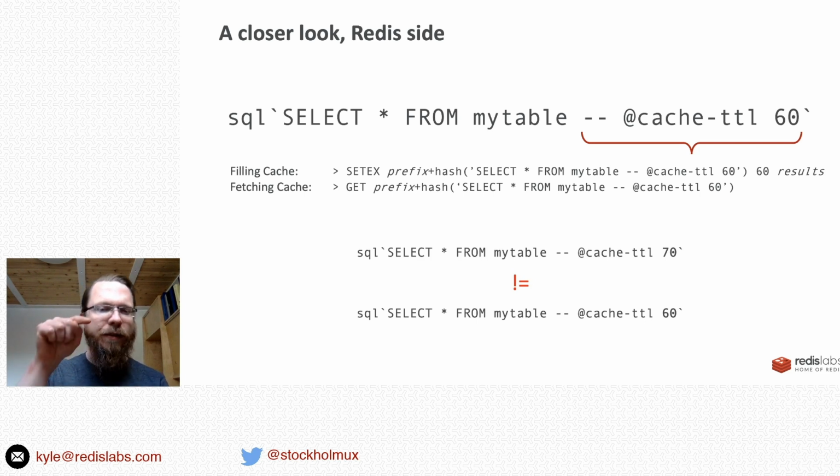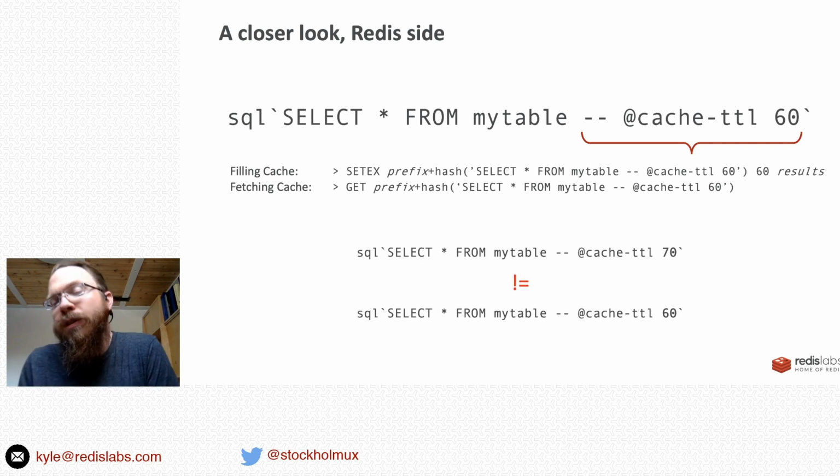One thing to keep in mind is that this will make a differentiation based on how long you set the cache for. So you can end up with situations where you have multiple copies of the same result set, just cached for various lengths of time. So that's something that's a little bit hard.